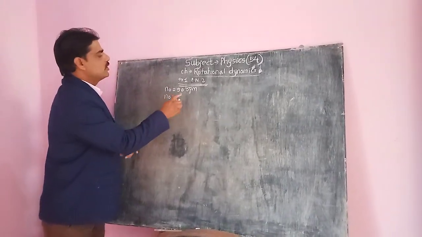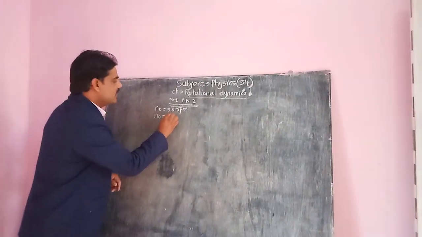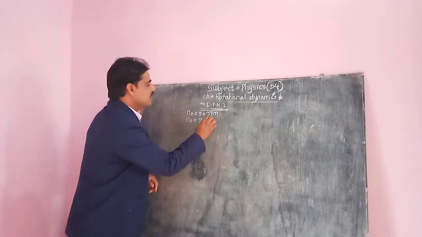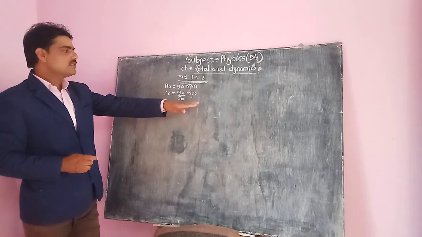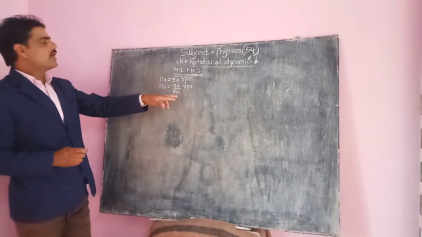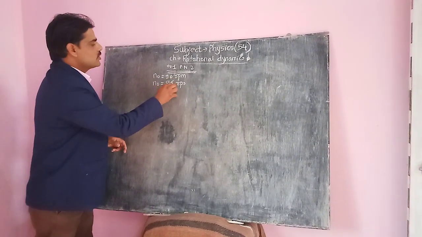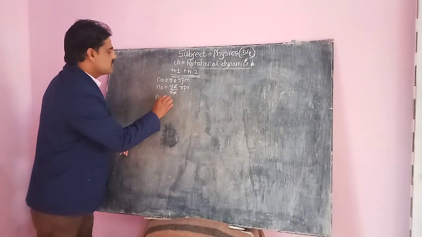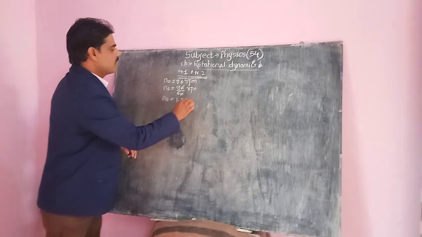N0 is equal to, we have to convert rpm into rps. So that 90 by 60 rps. 1 minute is equal to 60 seconds, so that 90 by 60 rps. 0 gets cancelled. Then N0 is 9 by 6, that is 1.5 rps.